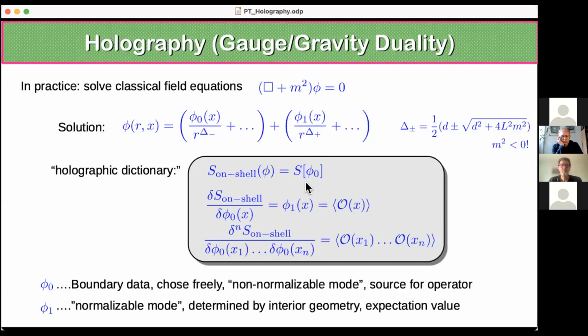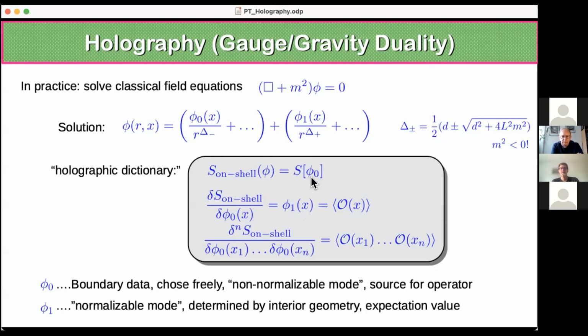And so you generate this functional dependent on your boundary values, or your boundary function, phi naught of x, and then you vary with it, you treat it like the source for an operator, and it turns out it just spits out this subleading coefficient phi 1, if you do this, say, up to the quadratic level in fields. And this you interpret as the vacuum expectation value, the expectation value of an operator in a dual field theory. So this is the essence of the holographic dictionary.